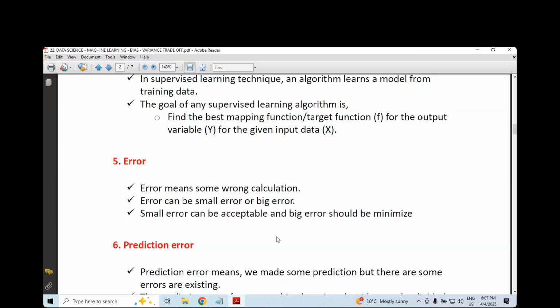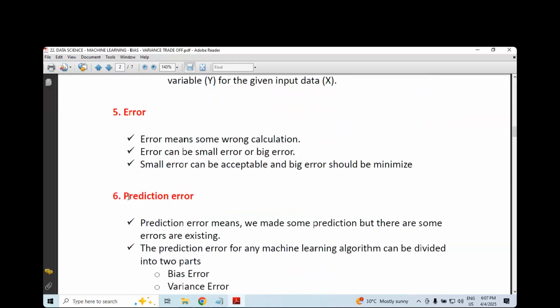Point number one: if the error is small, you can accept it. If the error is large, we should not leave the model as it is. Here you need to stop and analyze how to minimize the error. You need to think about what went wrong with the model. Maybe the problem is with the data, or some hyperparameter tuning technique needs to be applied. That is an upcoming topic. You should get an idea. Small error can be acceptable and big error should be minimized.